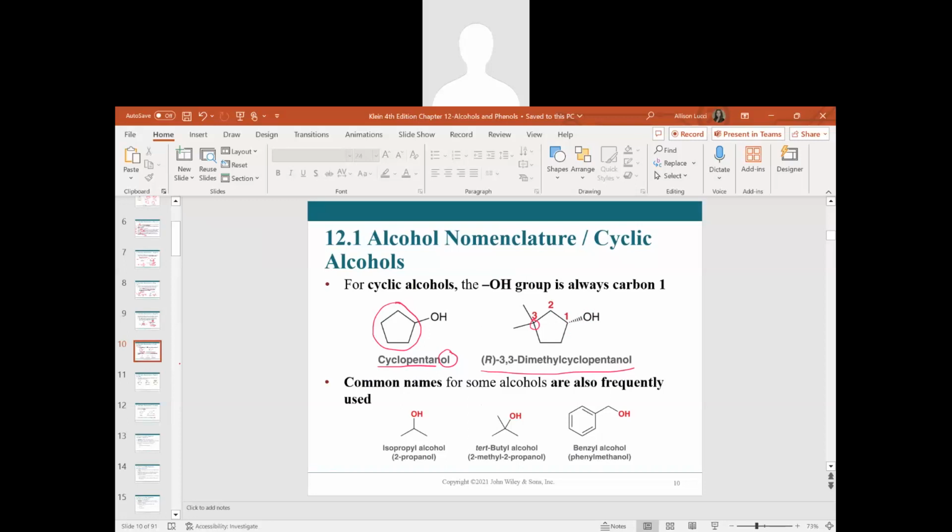R,3,3-dimethylcyclopentanol. Again, some common names you may see on exams and other assignments, interchangeably with some IUPAC nomenclature, are given below. So we see 2-propanol is commonly called isopropyl alcohol.